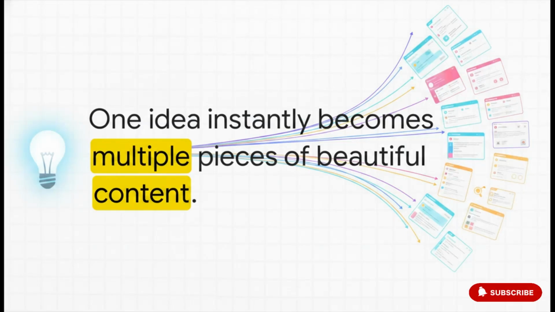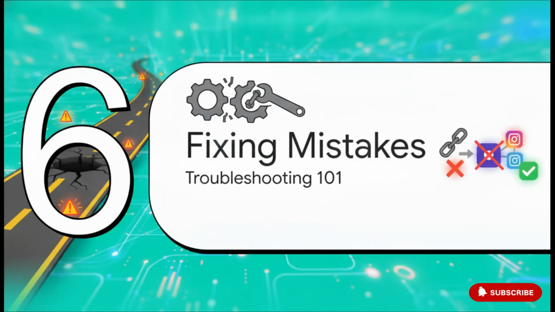And I think this brilliantly illustrates the real power of AI for beginners. You aren't just making a single picture. You're building a highly reliable system where one single idea instantly populates across beautiful professional templates, completely ready for the world to see. Finally, we arrive at section 6, fixing mistakes and troubleshooting 101.